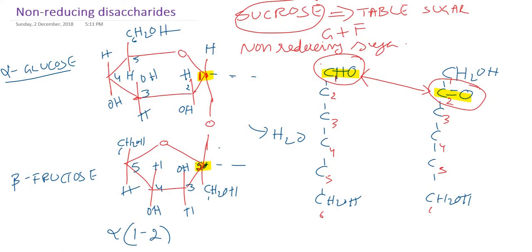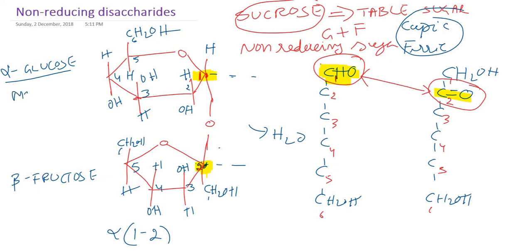Whereas in sucrose, the glucose functional group is in carbon number 1 and the fructose functional group is in carbon number 2. So both the functional groups are involved in the formation of the glycosidic bond. It cannot reduce cupric to cuprous or ferric to ferrous. Okay, this is a non-reducing sugar.